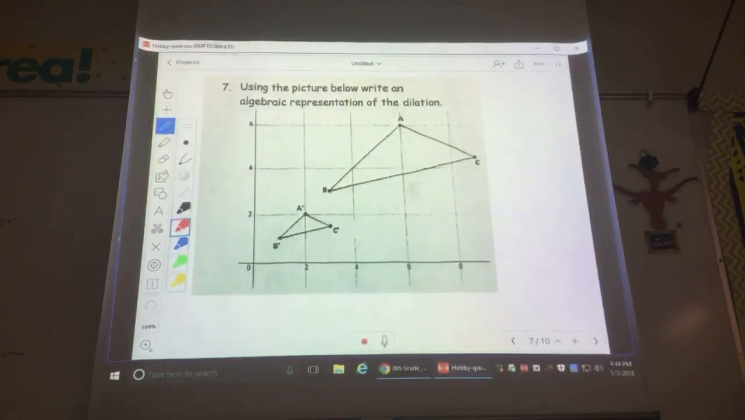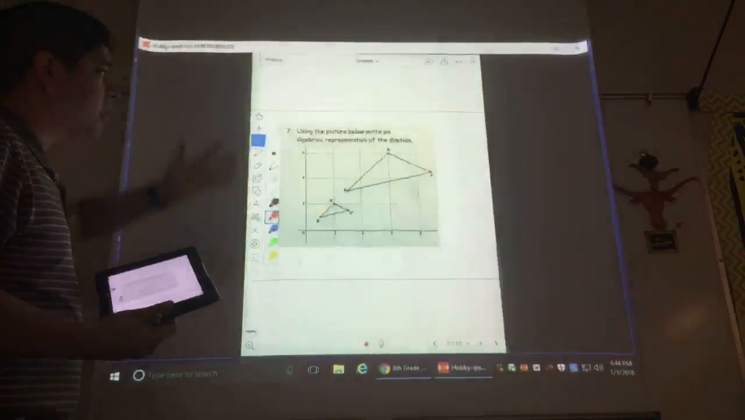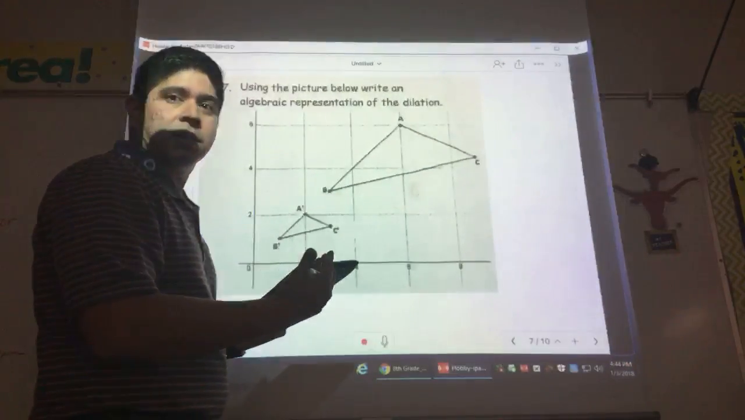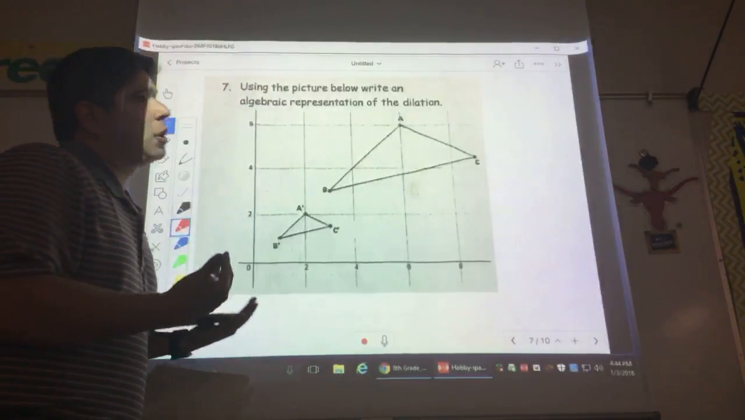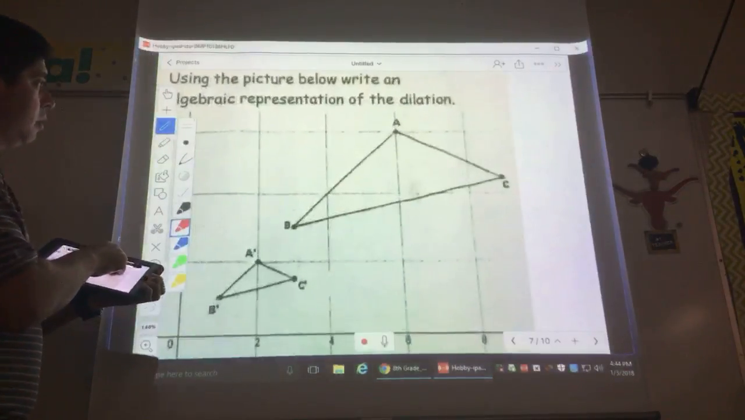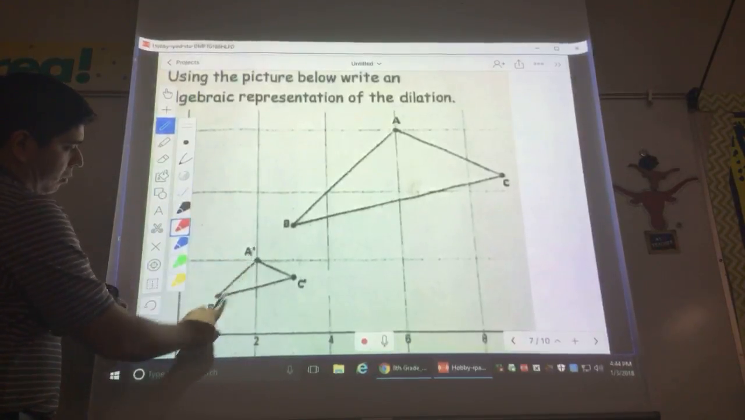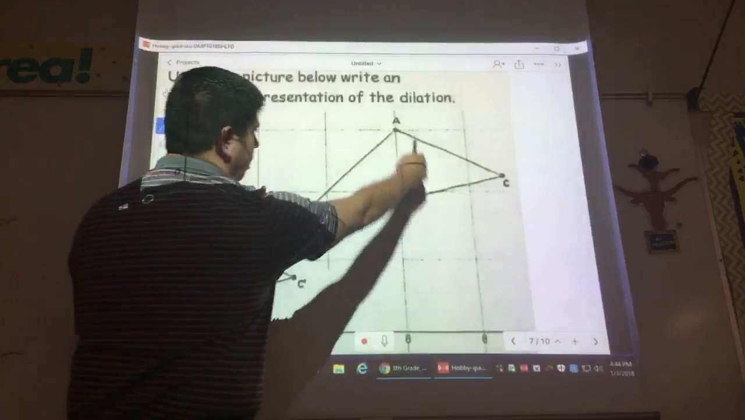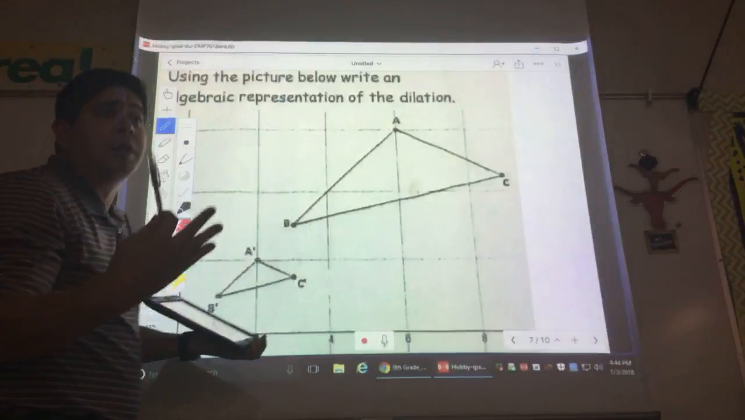Okay, number 7. Says, using the picture below, write an algebraic representation of the dilation. So first thing we need to do, this is where we had our pink and green markers, right? We need to find out what's going to be new, what's going to be old, what's our pre-image, what's our new image. If I zoom in a little bit, I have this small triangle here and it has these marks there. I have this big triangle here that doesn't have the marks. So y'all are very good at knowing that the ones with the marks is the new image.